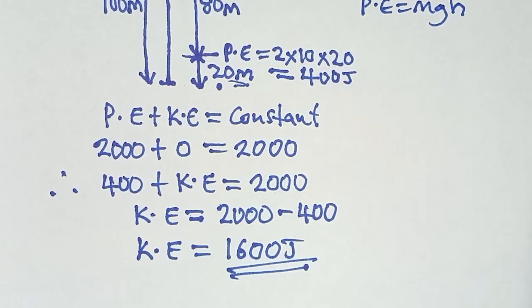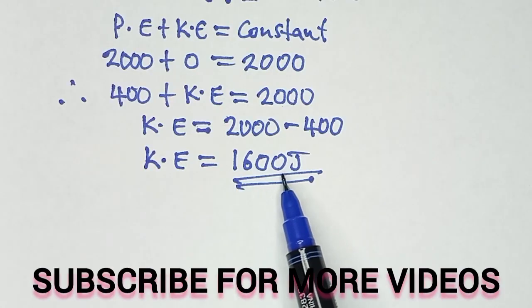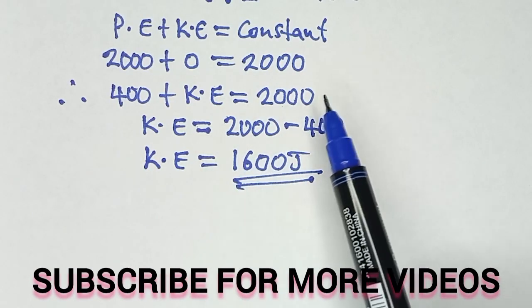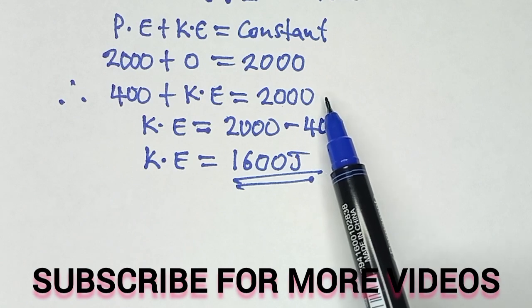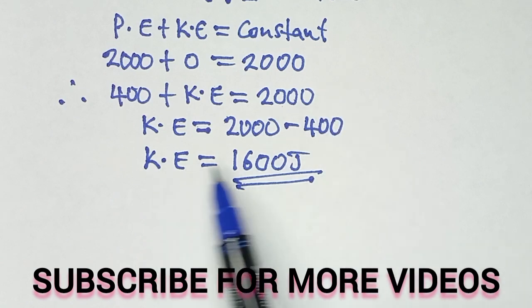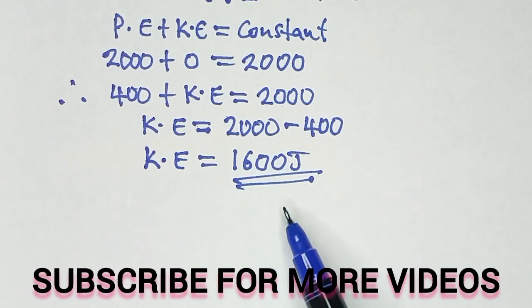So at this level here that we have just analyzed now, the potential energy becomes only 400, while the kinetic energy has increased to 1600, so that their total energy at any point will always be this 2000 as a constant value. So the kinetic energy at that 80-meter level is 1600 joules, and this is the final answer.